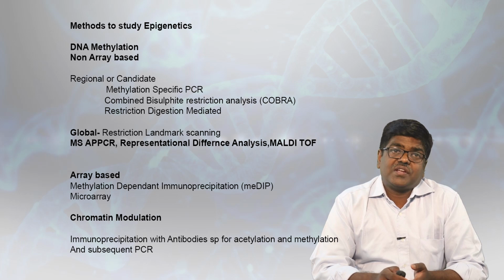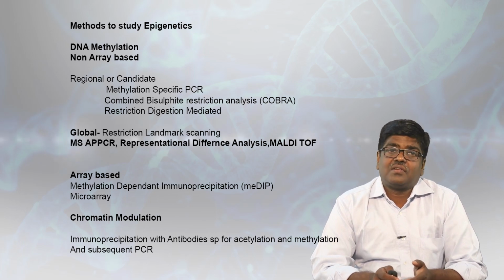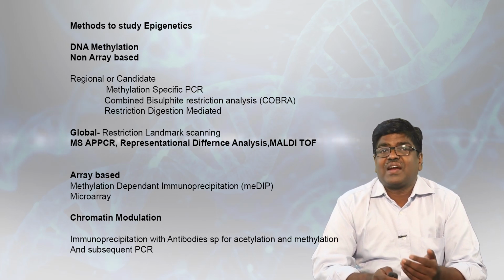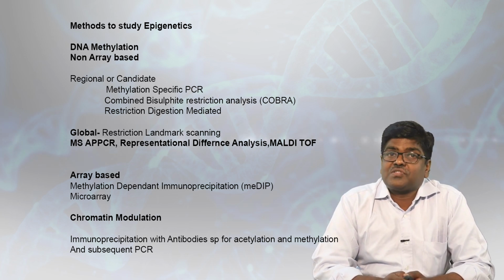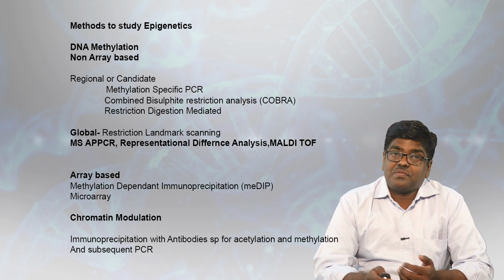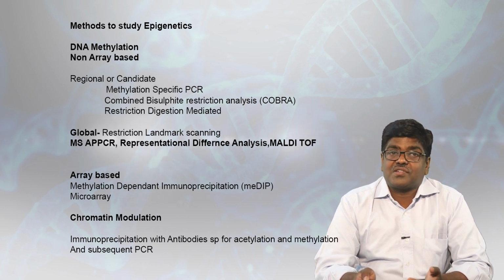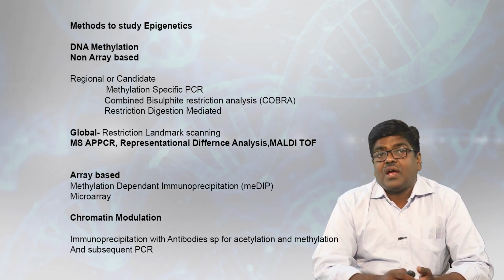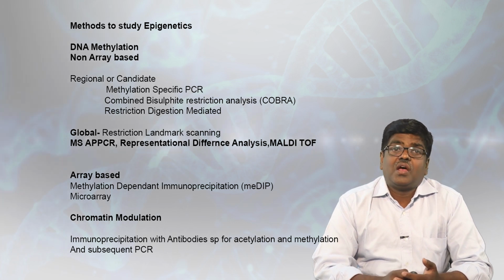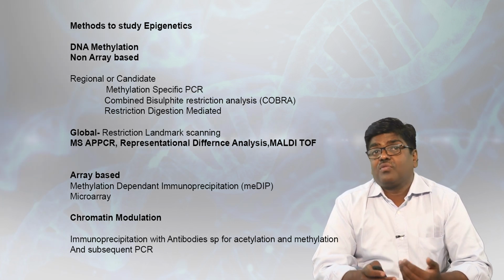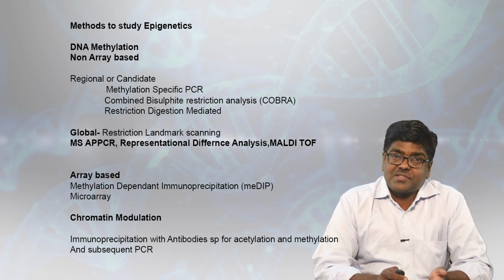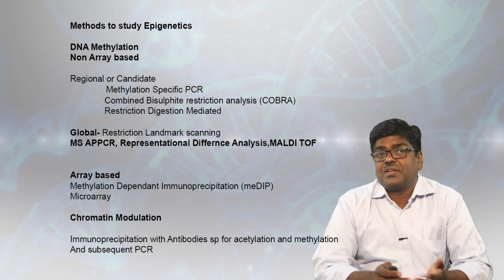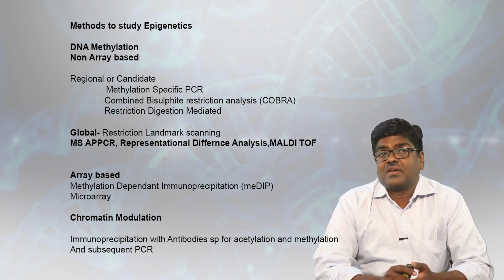And the methods to study epigenetics, for DNA methylation, non-array based: there is a candidate-based, PCR-based method called methylation-specific PCR, and methylation-specific PCR combined with bisulfite restriction, which we call COBRA, and restriction digestion based methods. And the bigger approaches: methylation-specific arbitrary primed PCR, representational difference analysis, and MALDI-TOF are methods to do this.